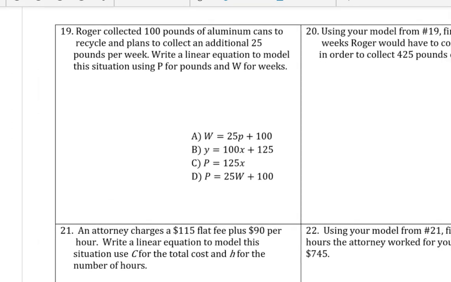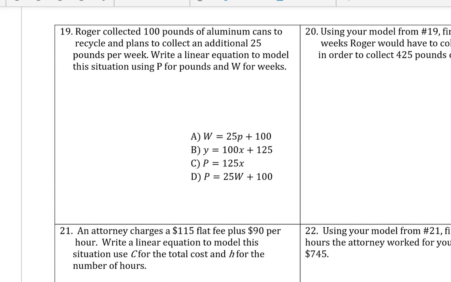All right. Roger collected 100 pounds of aluminum cans to recycle and plans to collect an additional 25 pounds per week. So we've got P for pounds and W for weeks. Each week something happens, so our total pounds is equal to the initial value of 100 plus 25 for each of W weeks. So our answer would be choice D.